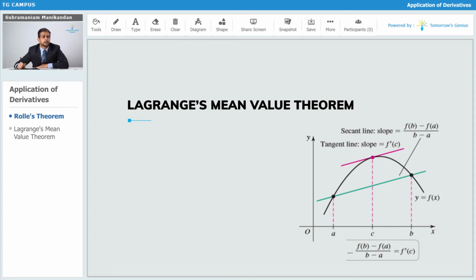f(b) minus f(a) divided by b minus a gives us the slope of the secant line between a and b. That is, when you draw a line connecting a and b, the slope of that line will be exactly equal to the slope of the tangent drawn at some point c. There exists a point which satisfies this condition, and that point lies somewhere between the starting point and end point of the function. So that is what Lagrange's mean value theorem says.